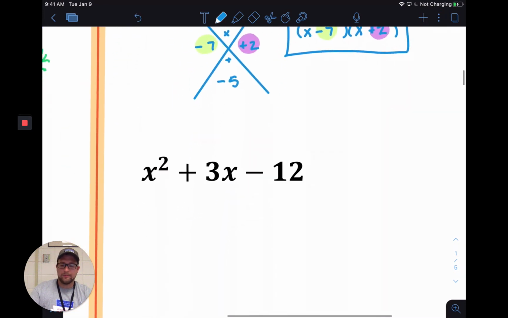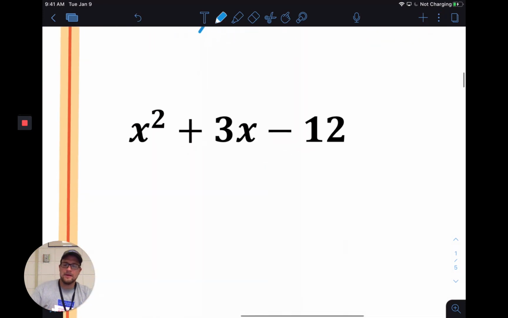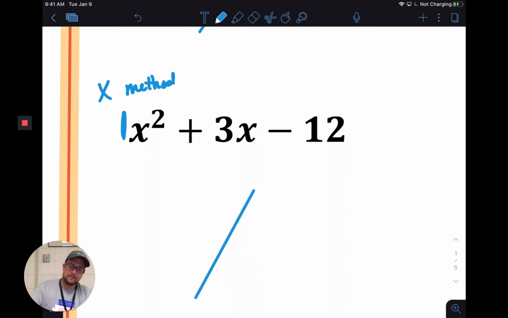Moving on to the problem below, we see that we have another one. Again, this is just an X method problem, because this is a 1. So if that's a 1, then we can come over here. We're going to put a negative 12 here and a 3 here. The 3 comes from there, and the negative 12 comes from there.